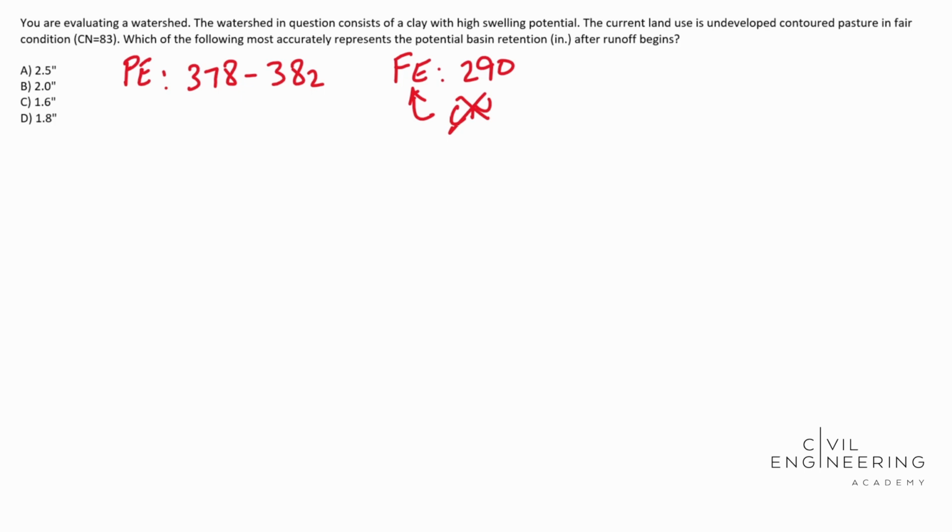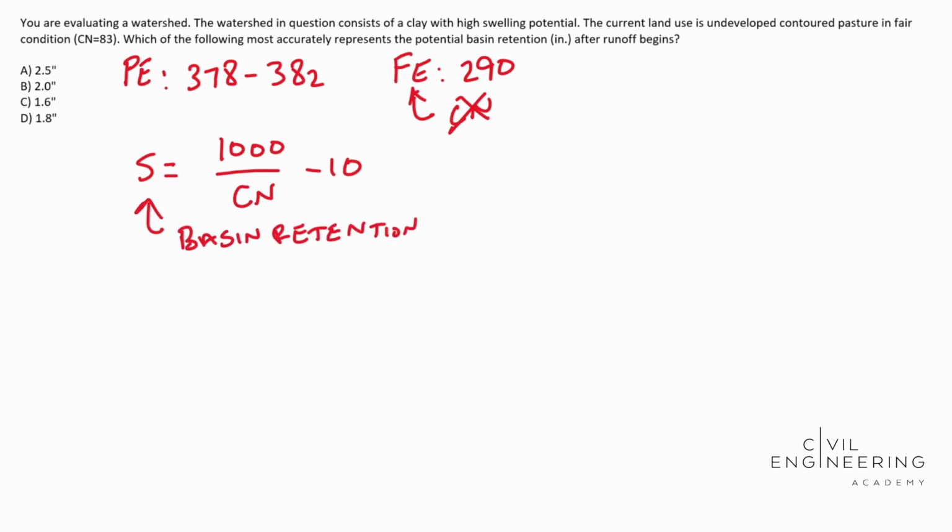So getting started, whenever you find your formula, it should look like this. S equals 1000 over the CN value minus 10. And so notice that S is your basin retention. So that's what we need to solve for. We're given a CN value, plug and chug. That's what we got to do here. So S equals 1000 over 83 minus 10.